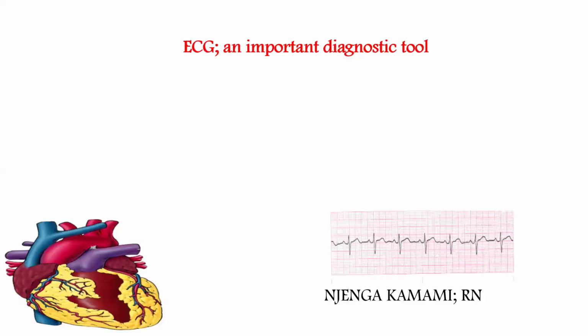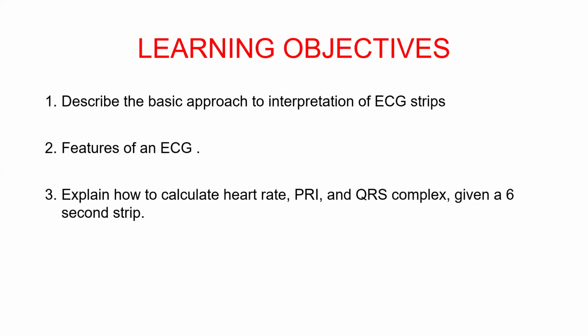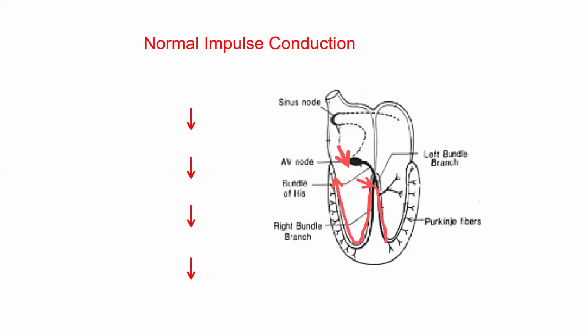So let's look at our learning objectives for today. We'll look at the basic approach to interpretation of an ECG strip. Then we will look at features of an ECG, and then we'll explain how to calculate heart rate. PRI is PR interval. We look at what it is. We'll also look at the QRS complex when you're given a 6-second strip. So let's delve in because we have quite a number of things to cover.